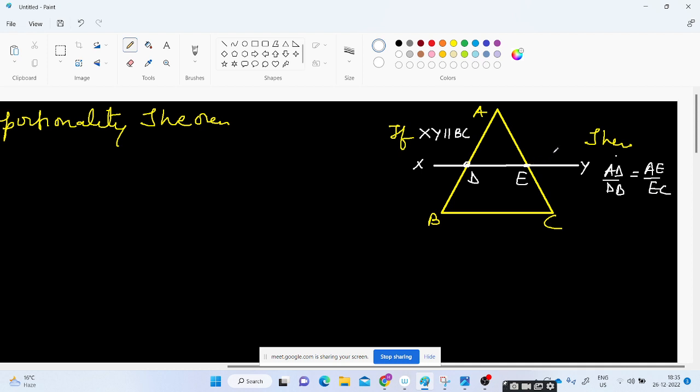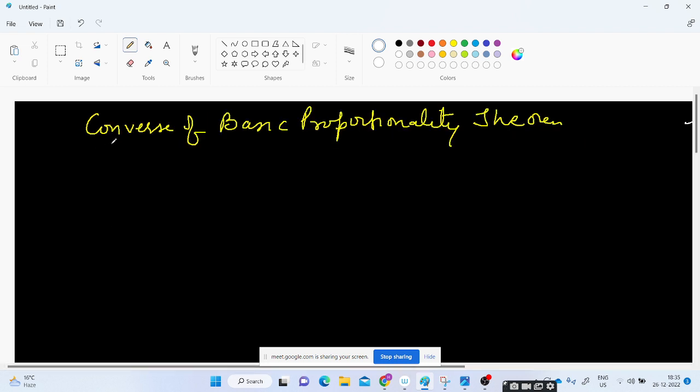This is the crux of BPT. So converse में क्या है बेटा, we will write the statement and then try to understand. So write down the statement.